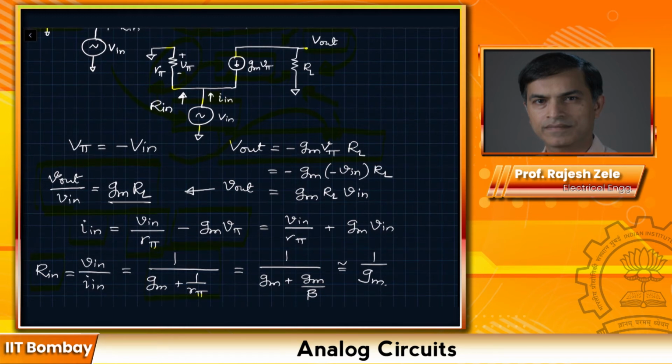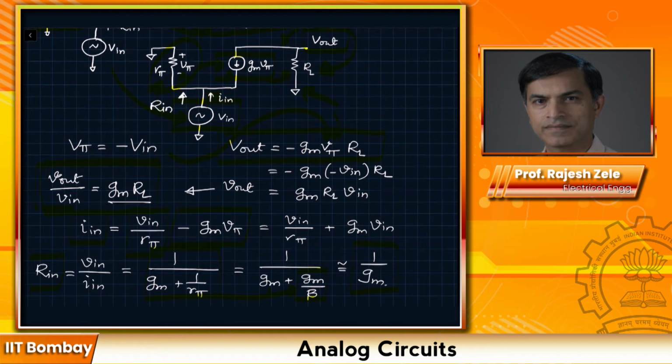Now Rpi is given by beta over Gm. So you can see here Gm plus Gm divided by beta. Since beta is large, we can ignore this quantity safely, giving us Rin value, which is 1 divided by Gm.